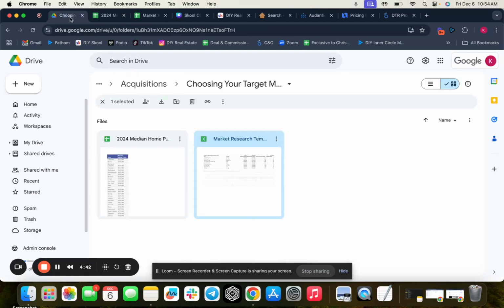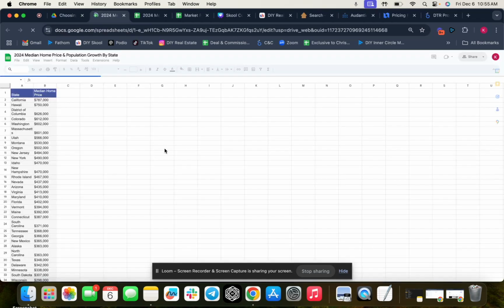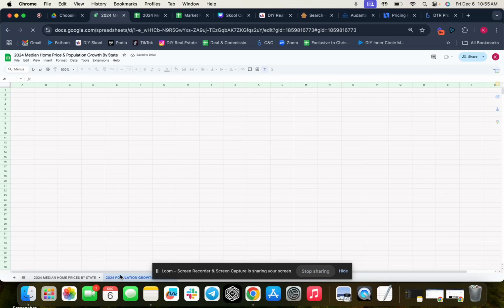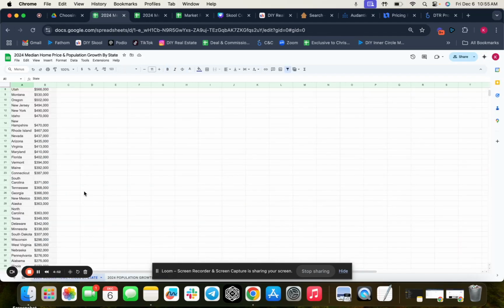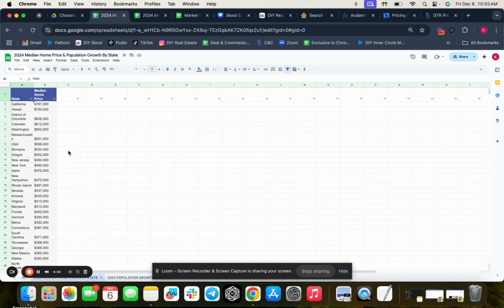But we're going to use this first, and then we're going to drill into, once we've found the right state you want to market into, we're going to ultimately want to drill down into county and maybe even specifically zip code on population growth trends and ultimately median home price trends in those zip codes in those counties as well.